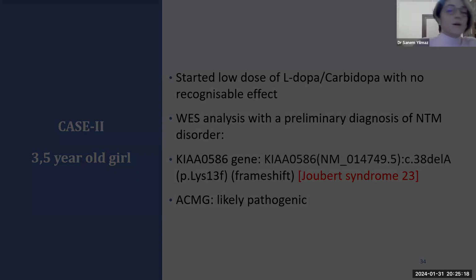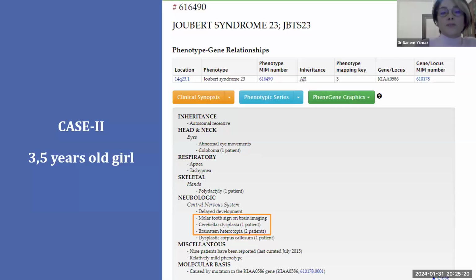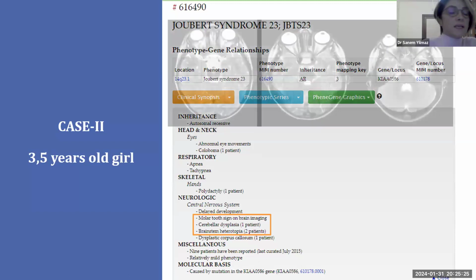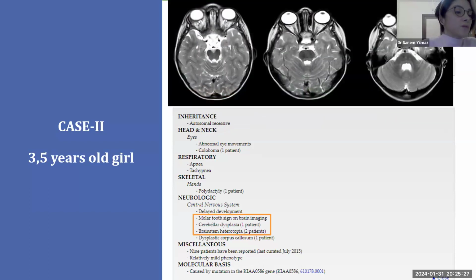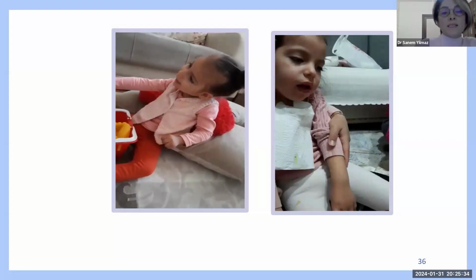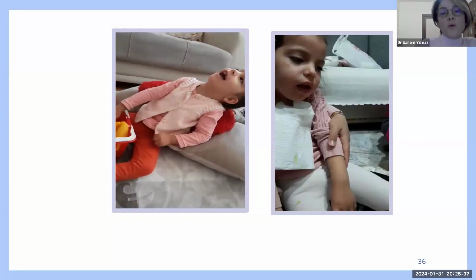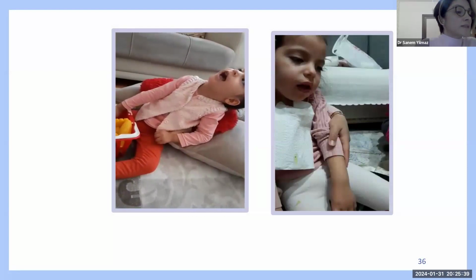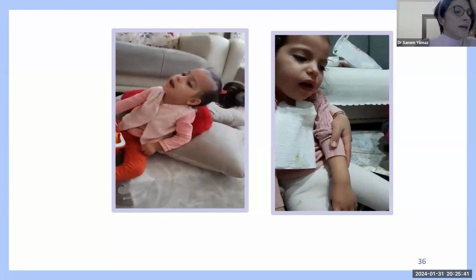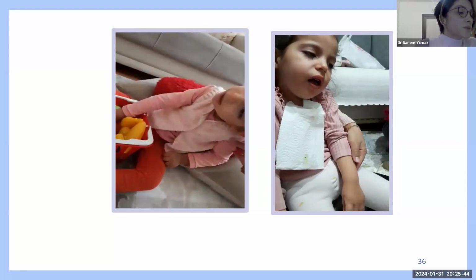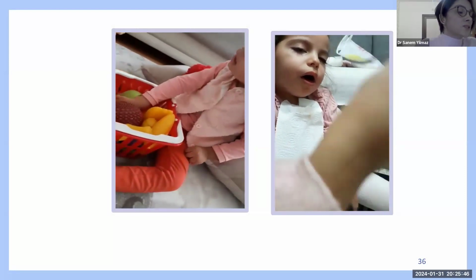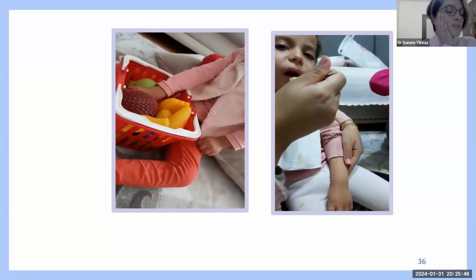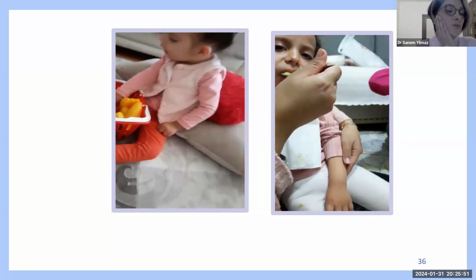So when we searched the literature, we know that the molar tooth sign is a specific finding, and the cranial MRI was re-evaluated, and no significant findings suggestive of Joubert syndrome were found. And here is the case when we first saw her at the hospital. She had difficulties holding up her head and was unable to sit without assistance. And due to the oromandibular dystonia, she was also unable to close her mouth.